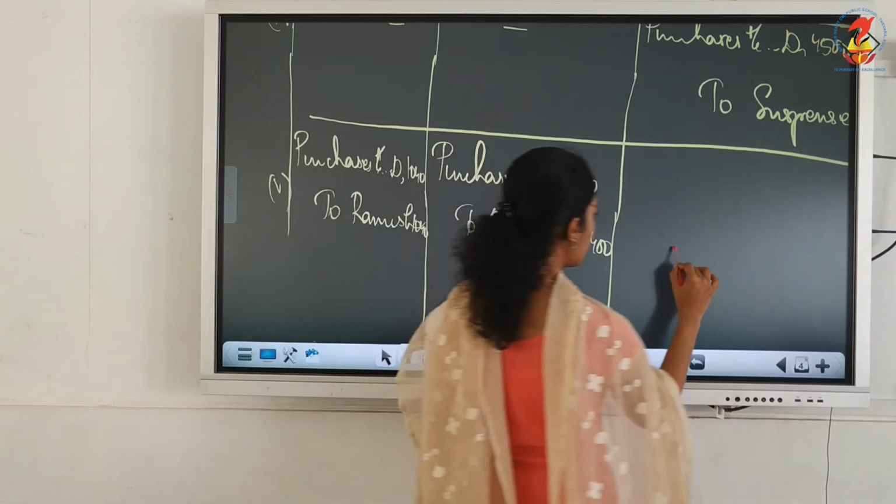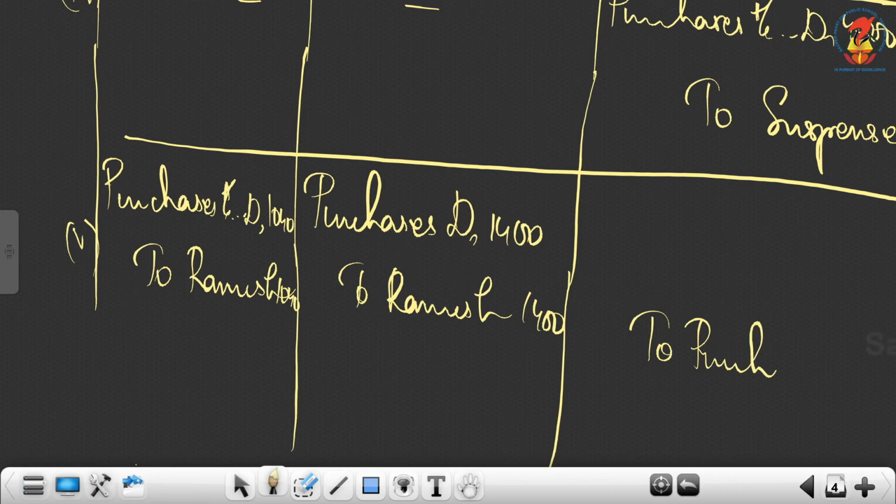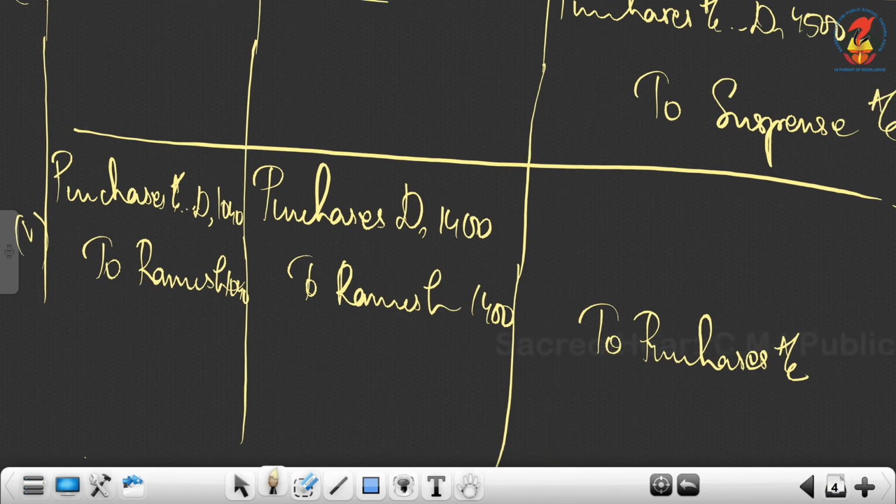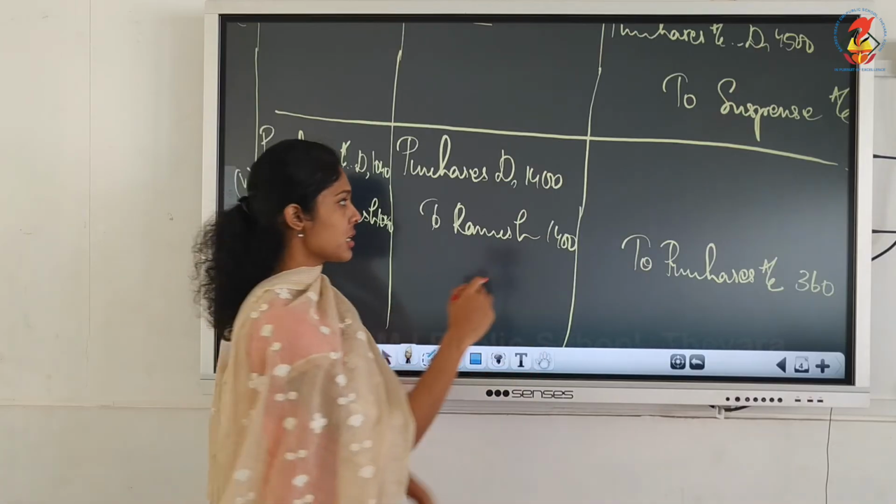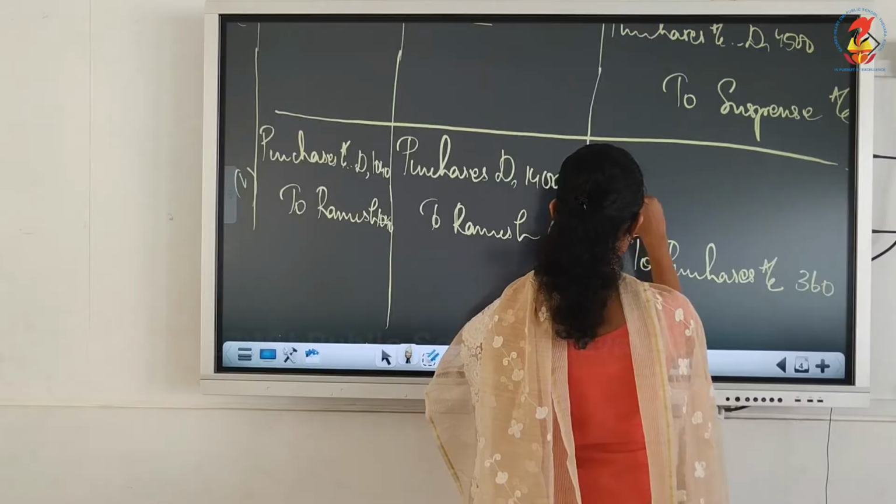So what should we do? We have to cancel that excess debit. So we have to credit it. And that excess amount is 360. That is 1,400 minus 1,040. Then Ramesh was given an excess credit. So that we will cancel by debiting Ramesh.